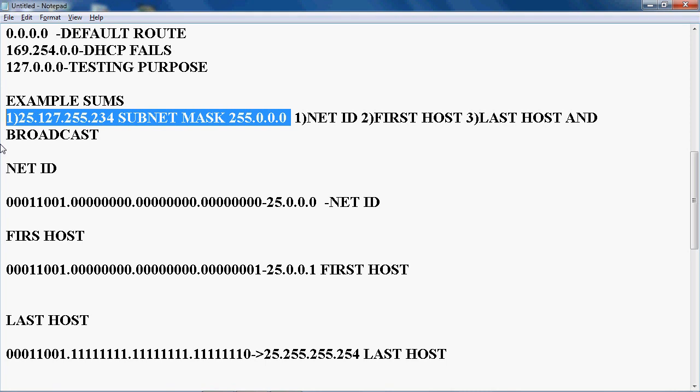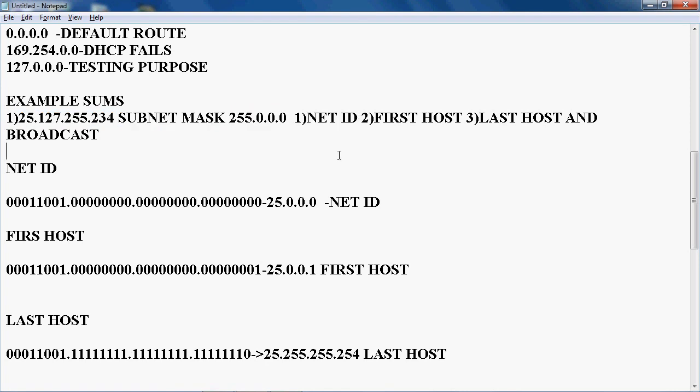So in that, how to find out the net ID, first host, last host and broadcast. First of all, net ID. What is the usage of net ID? It means my entire office network should be represented through this net ID. We use this net ID in routing protocol; in routing protocol we have to configure it. At that time my entire office network should be represented through this net ID.